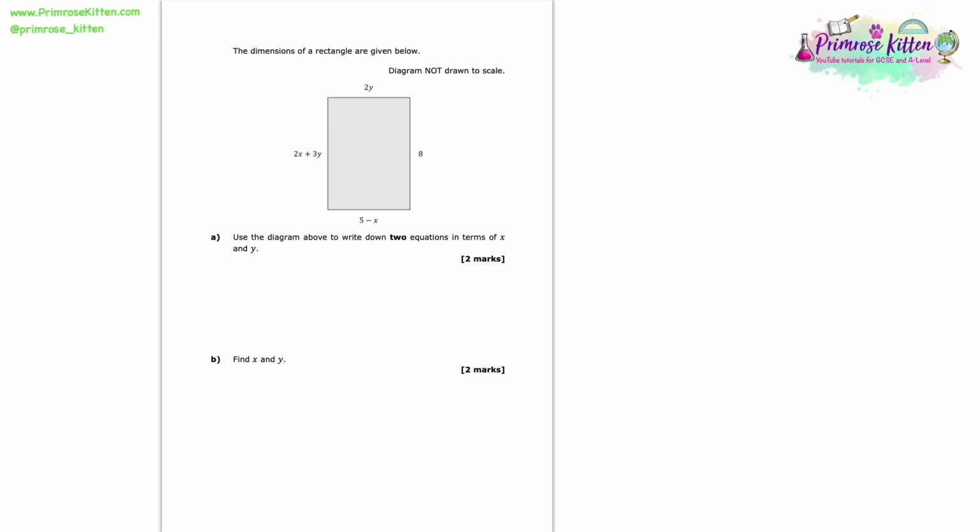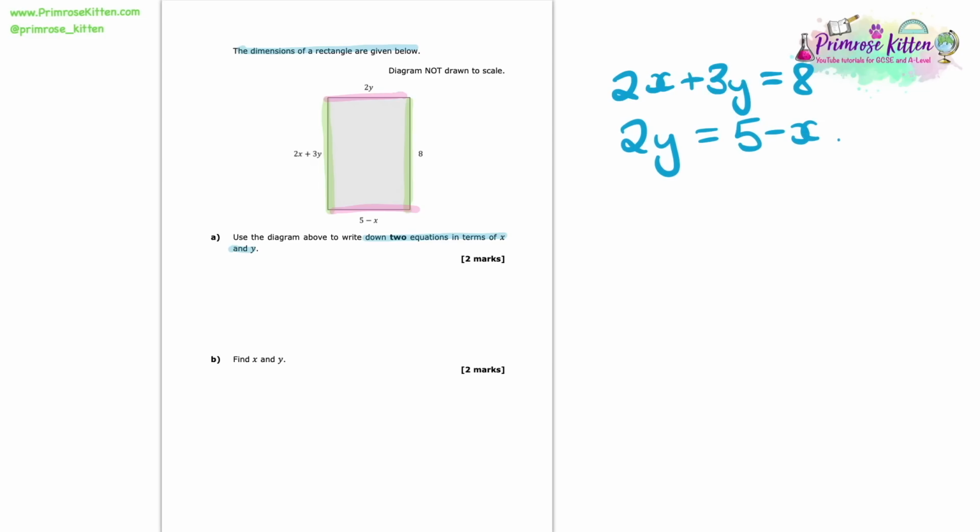The dimensions of a rectangle are given below. We're asked to use the diagram to write down 2 equations in terms of x and y. What this question's really testing us on here is the knowledge that opposite sides of a rectangle have the same length. So for that reason, we can really easily construct these equations. We can say that the length 2x plus 3y is actually equal to 8, and the same with the other 2 sides as well. We can say that 2y is equal to 5 minus x. And by doing that, very simply, we have our 2 equations in terms of x and y.